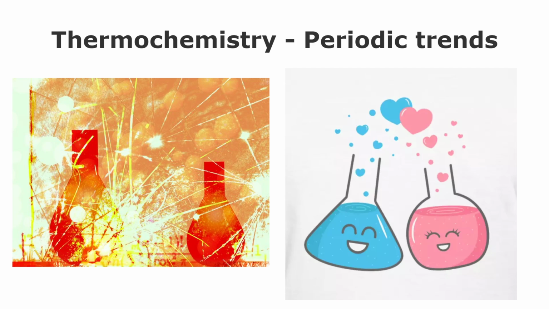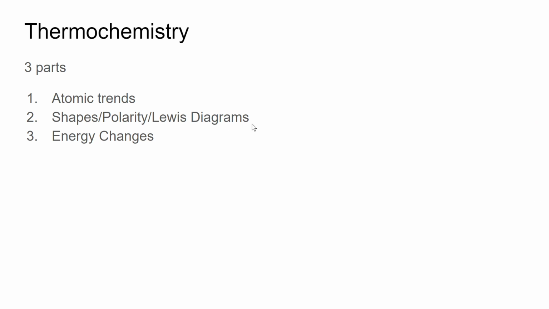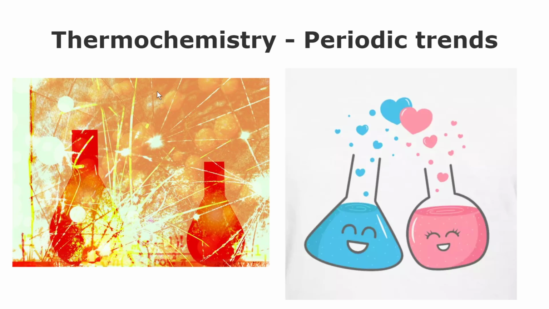Mr. Lie's class is already on this topic, so if you know anyone there, they might have already seen some of this stuff. So the first part of thermochemistry, there's three parts. The first part is periodic trends, so atomic trends is the first part. The second part is shapes, polarity, and Lewis diagrams. And the third part is energy changes. So shapes and Lewis diagrams is carrying on from level 2. We've got some new shapes to show you. And atomic trends, this is the first one. So let's get started.